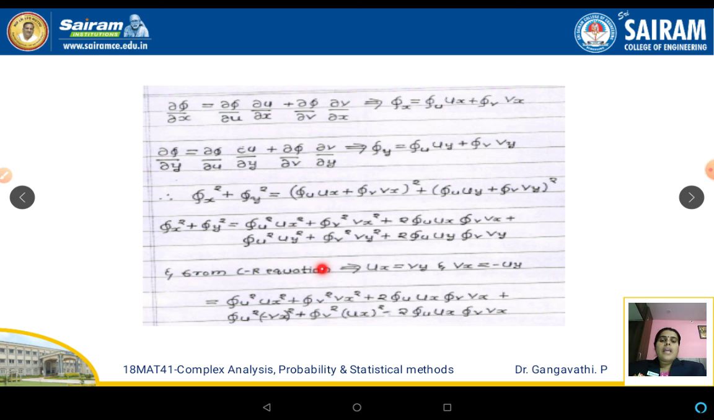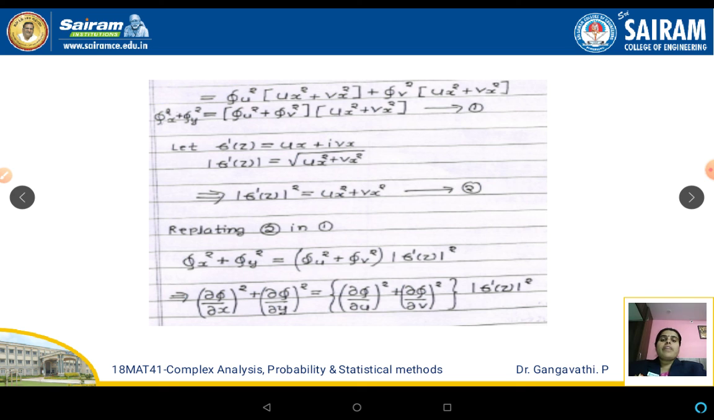Now let us use the CR equations so that some terms in the equation can be cancelled. Let us use ux equal to vy and vx equal to minus uy. Phi x square plus phi y square will be there as it is. Look at the first term: it is there as it is. This is also there as it is. When you come here, uy has been replaced by minus vx, and vy has been replaced by ux. And here uy has been replaced by vx, and vy has been replaced by minus ux.